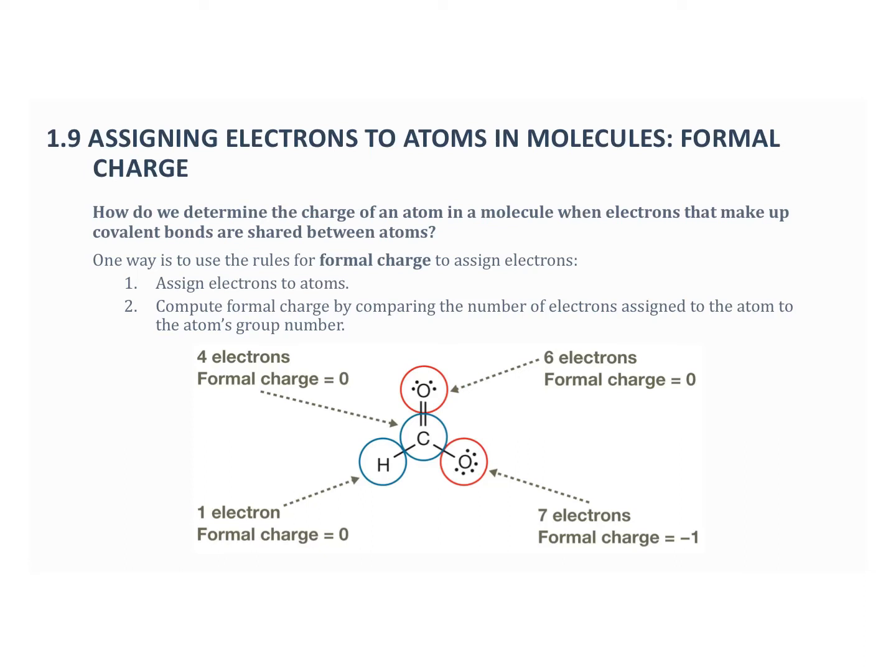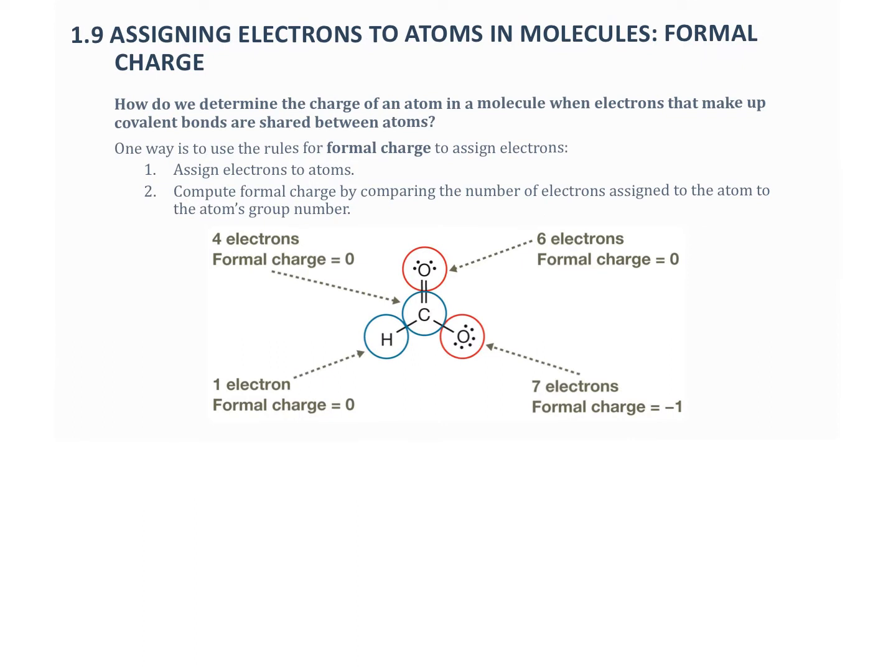So we're still using this example where we have this molecule and it has a charge. And what we're going to notice is that charge is responsible for kind of the mix of double and single bonds that are on an atom. Okay. And so the question is, how do we determine the charge of an atom in a molecule when electrons that make up the covalent bond are shared between atoms? And so the best way to do this is to use the rules for formal charge to assign electrons.